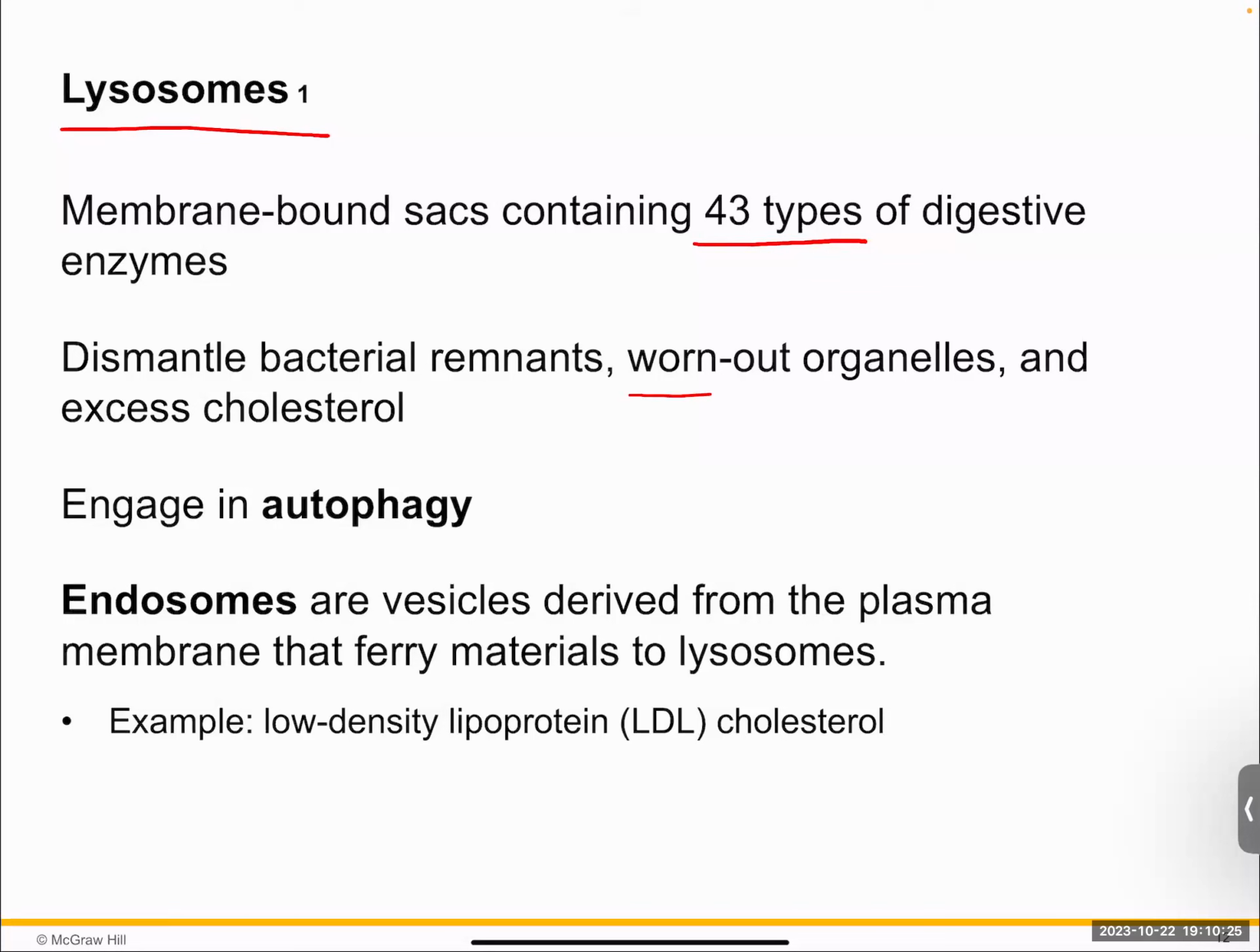They also remove and break down worn out organelles. Like everything else, organelles also get old, but that doesn't necessarily mean the cell is dying. So you can have an old organelle that gets combined with the lysosome and gets destroyed. Or if you have excess cholesterol, you have it combined with the lysosome and broken down to simple fats. The next thing that we want to understand in terms of the role of the lysosome is that it's involved in what we call autophagy. Autophagy basically means you destroying your own cells. So you phagocytize yourself. And we'll talk about this later on as well.